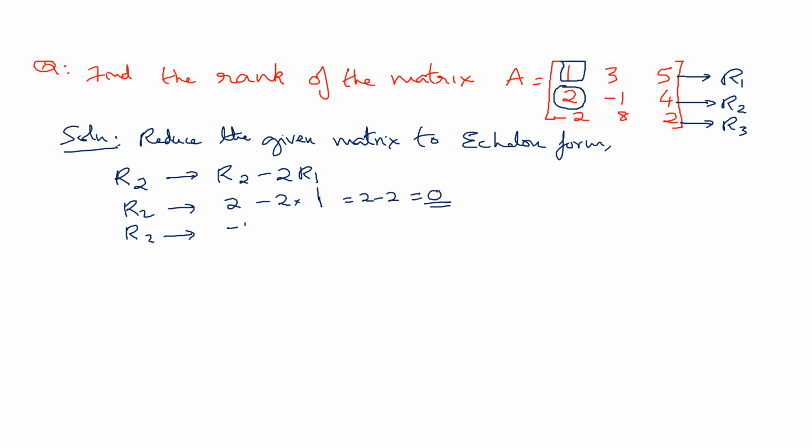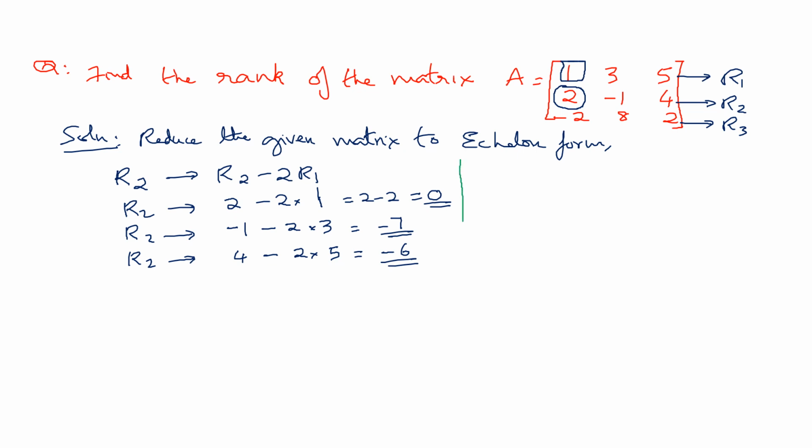So here, minus 1 minus 2 into R1, which is 3, gives minus 7. Same way, the other element is 4, so R2 is 4 minus 2 into R1, where R1 is 5, and you get minus 6. In the same step itself, you can go for reducing R3 also.